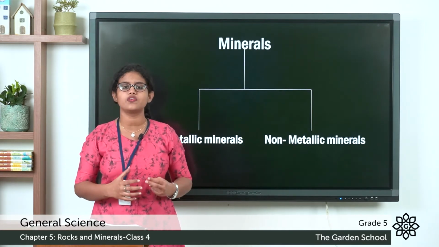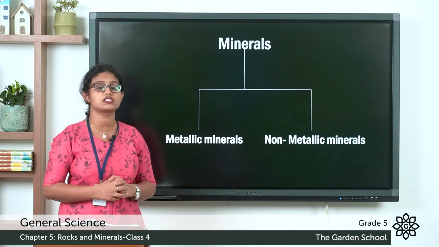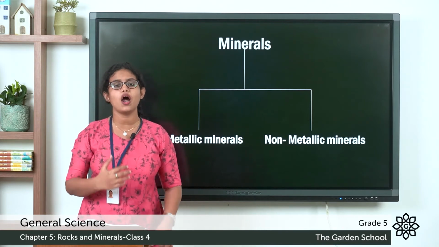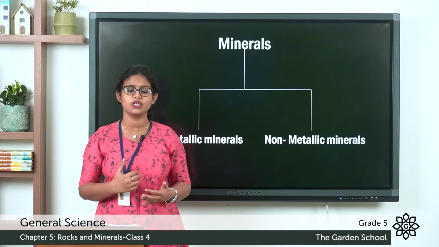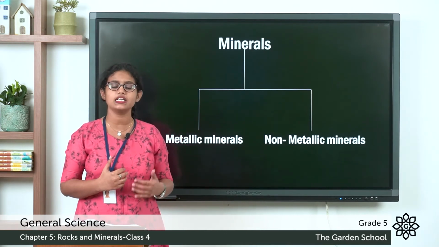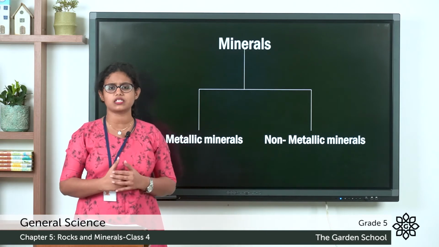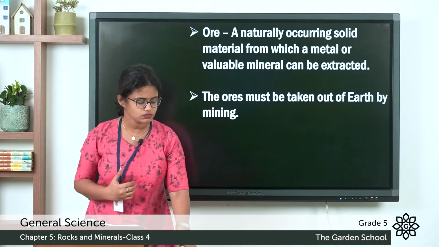Minerals can be of two types. So we can classify minerals as metallic minerals and non-metallic minerals. Minerals which contain one or more metals like iron, copper, aluminium, we call them metallic minerals. And minerals which do not contain any metals, we call them non-metallic minerals.